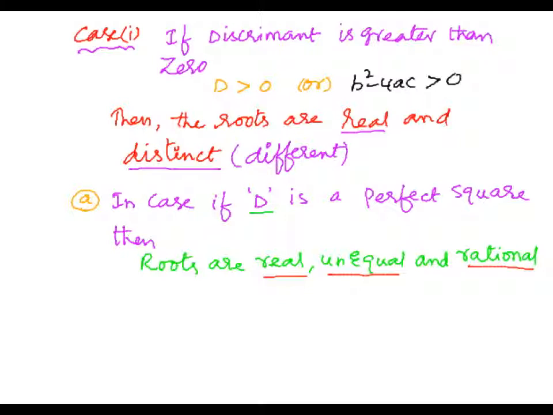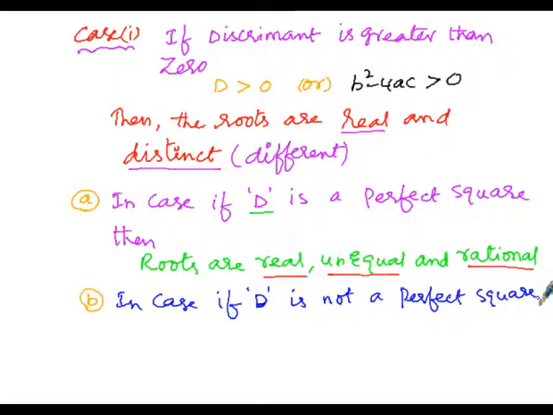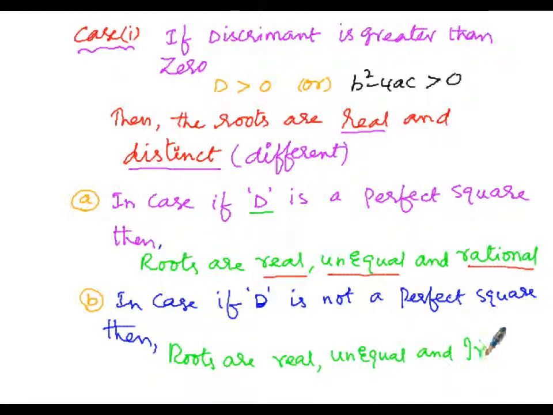Now let us go for the second one, that is B. In case the value of the discriminant D is not a perfect square, then the roots are real, unequal, but they won't be rational; they are irrational. So if the value of b square minus 4ac is not a perfect square, then the roots will be real, unequal and irrational.